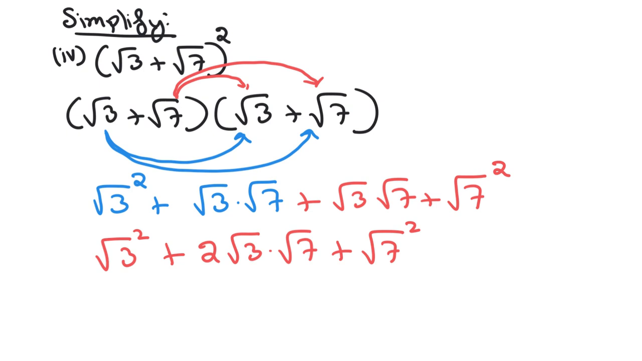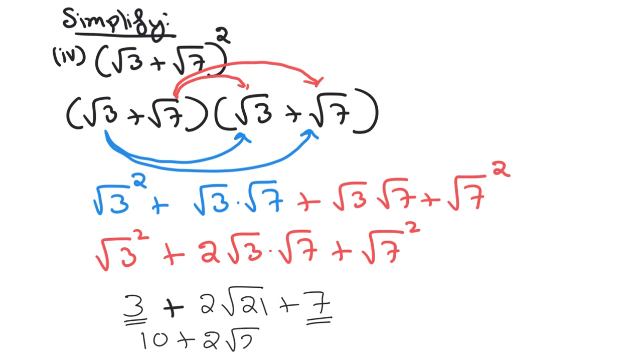Root 3 squared, remember in the previous one, it is 3 plus 2 root 21, 3 times 7, 21, plus root 7 squared is 7. Now, can these two be added? 7 plus 3, 10. So, it's 10 plus 2 root 21. That's our answer. Got this point clear?